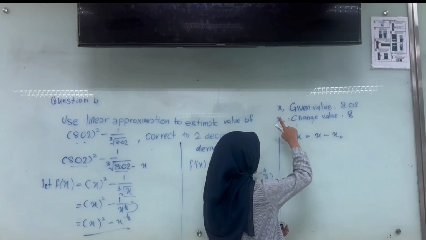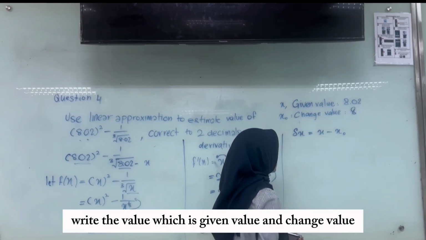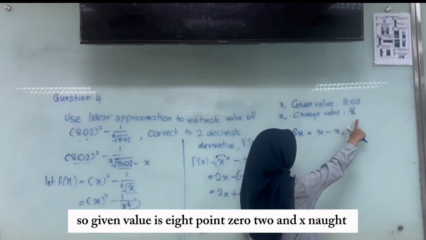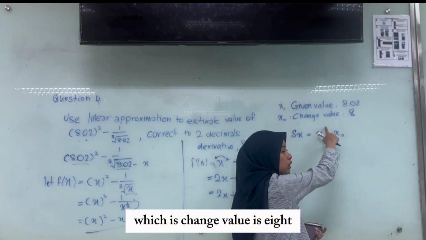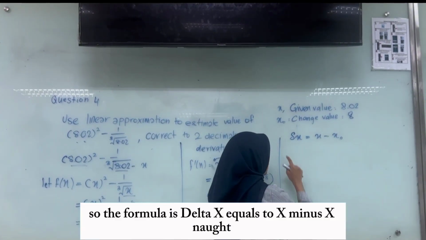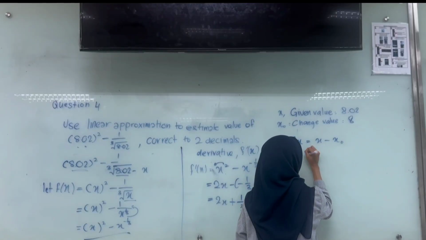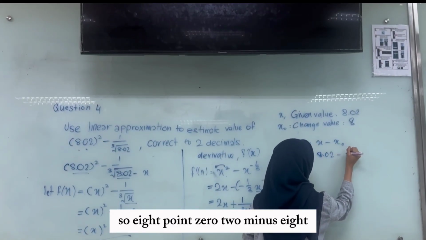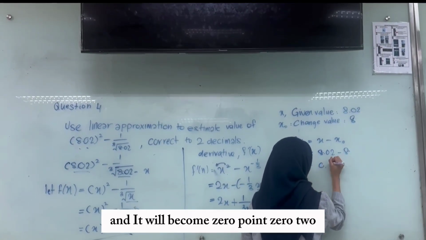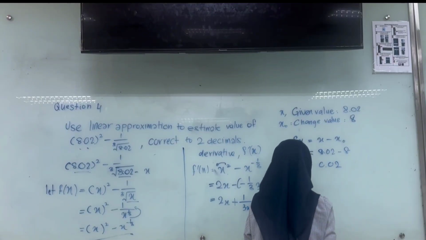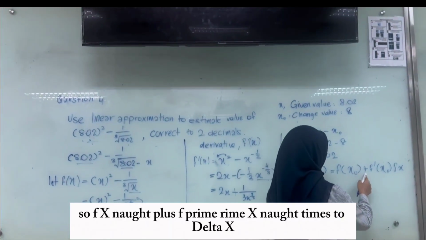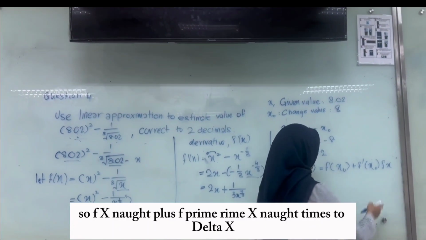On to the next step, we have to write the values. So the given value is 8.02 and s naught, which is the change value, is 8 because it's easier. So the formula is delta s equals h minus s naught. So 8.02 minus 8, and it will become 0.02. So f of s naught plus f prime of s naught times delta s.